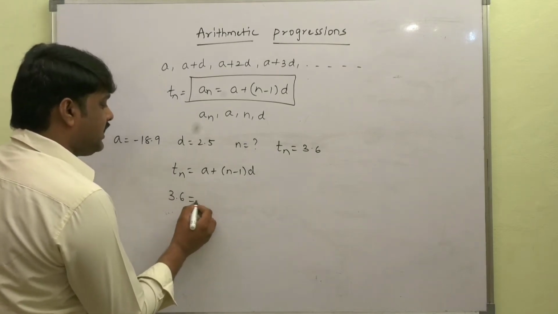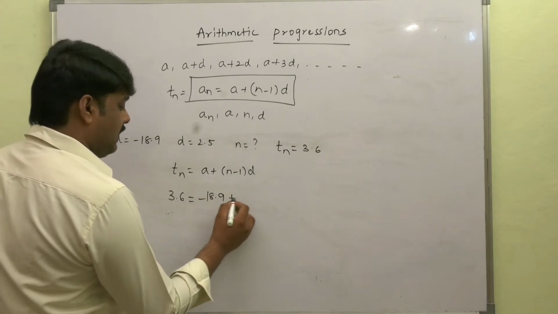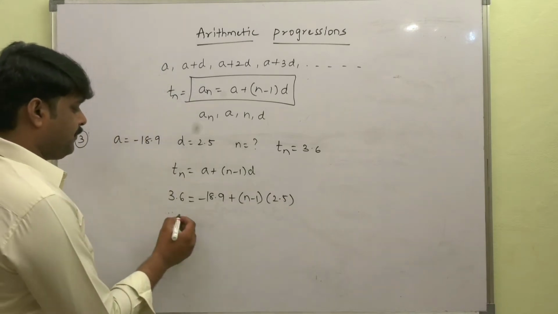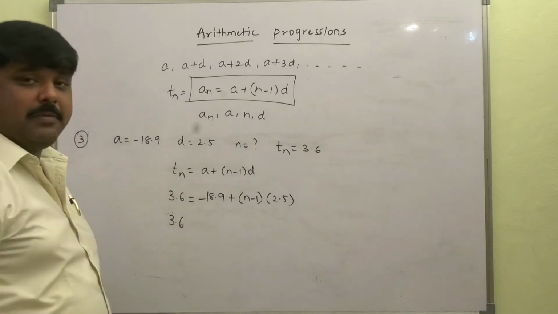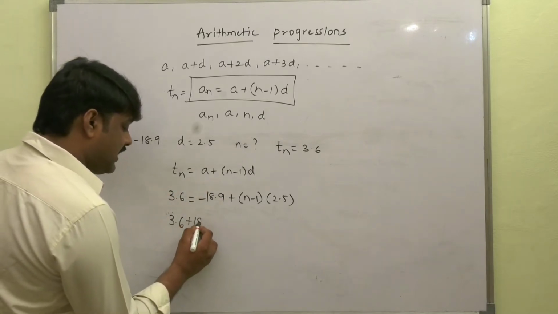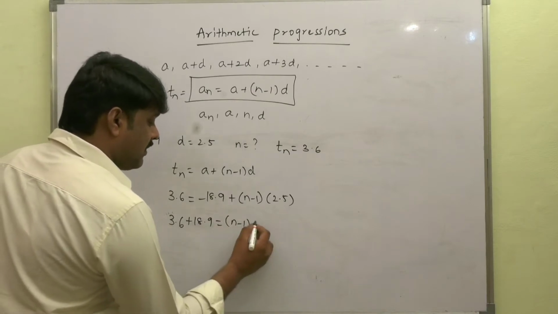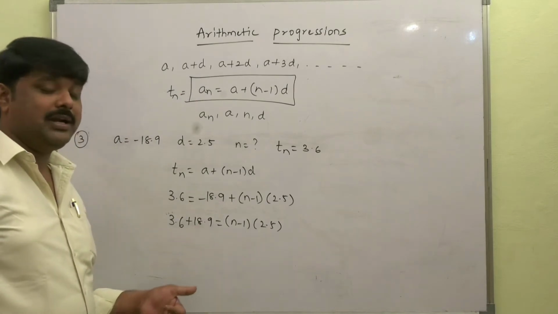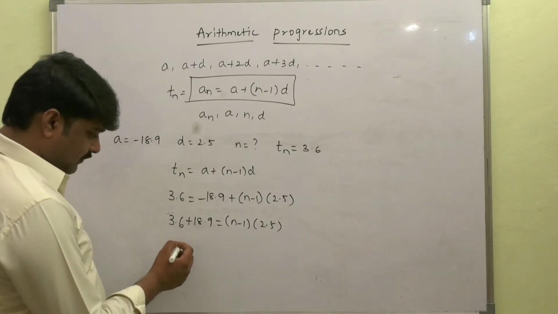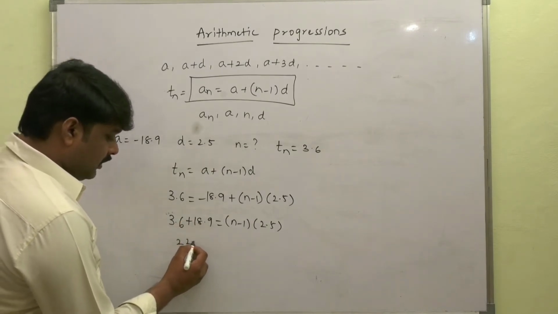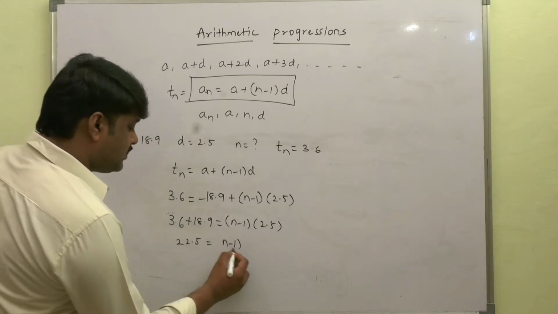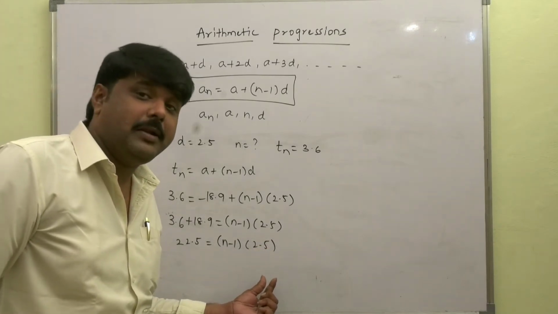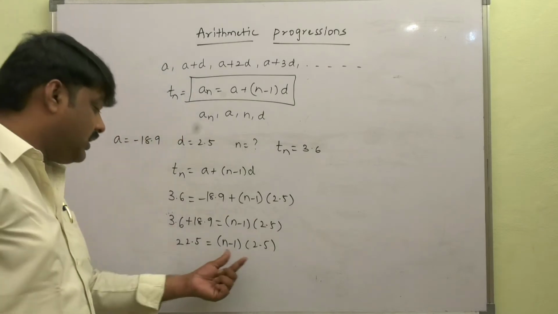That means 3.6 equals to minus 18.9 plus n minus 1 into d value is 2.5. If we bring that minus 18.9 to this side, it becomes plus 18.9, which equals to n minus 1 of 2.5. Now 3.6 plus 18.9, it is 22.5 if I am not wrong. Yeah. 22.5 equals to n minus 1 of 2.5. Now let us send this 2.5 under multiplication in RHS to LHS. Then it comes under division.